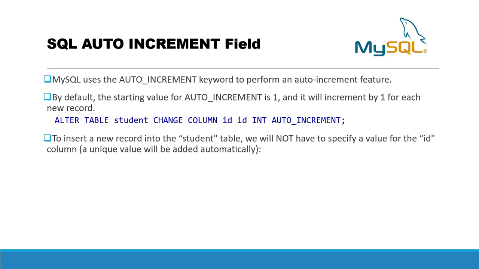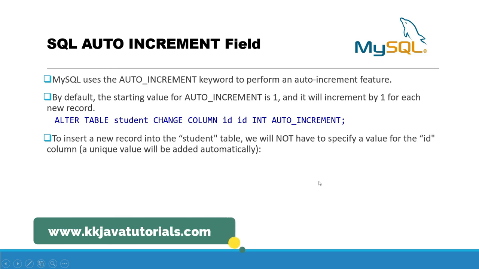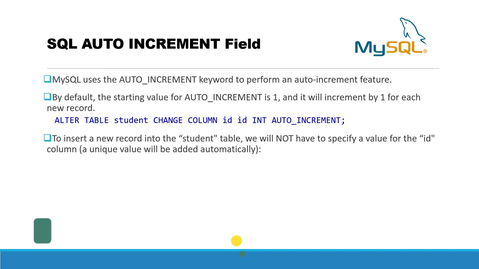Now, if you have already created a table and did not define auto increment while creating it, then at a later point of time you can issue an alter command, something like this: alter table, then the table name, then the change keyword, column, then your column name, again the column name, then the data type of the column. In my case, that is int, as you have already seen in the student table. Then you can write the auto increment keyword. To insert a new record into the student table, we will not have to specify a value for the ID column; a unique value will be added automatically.